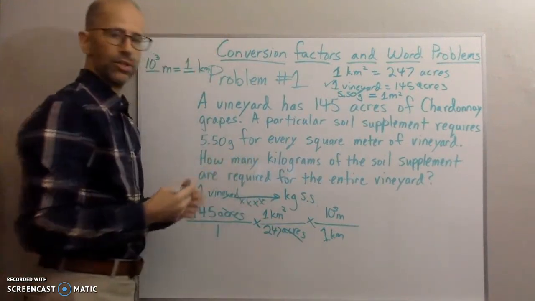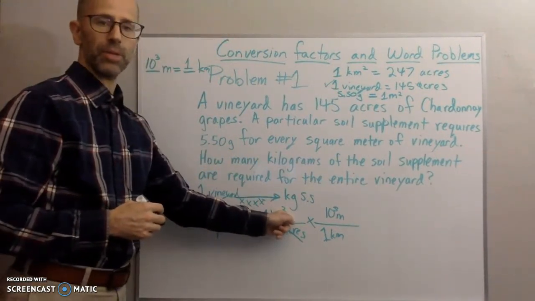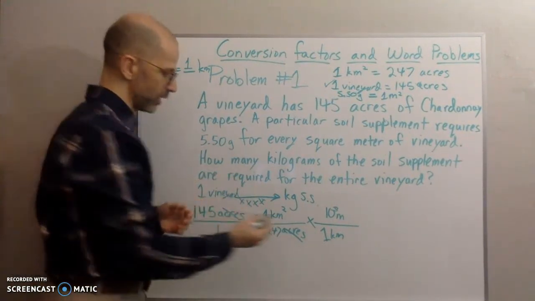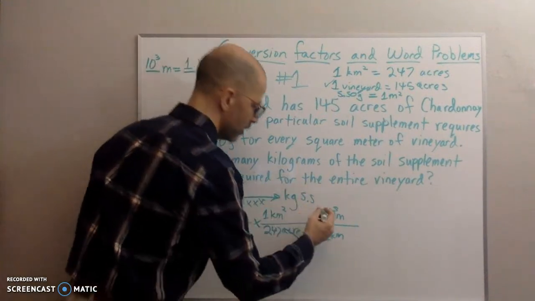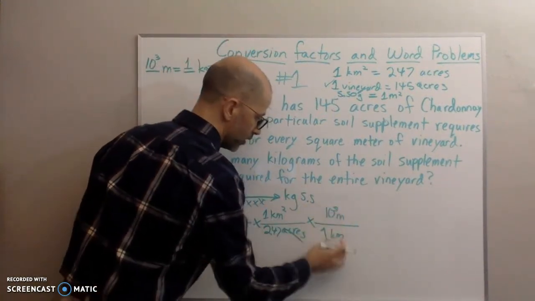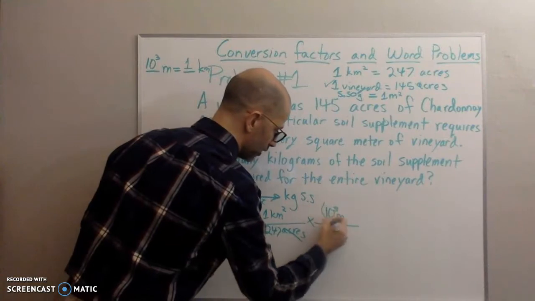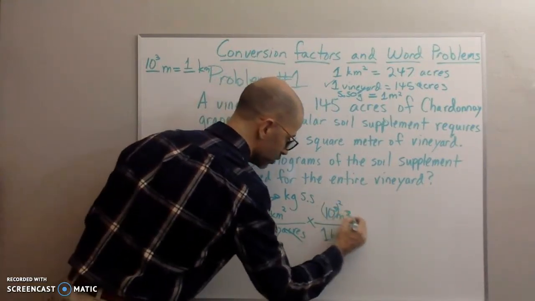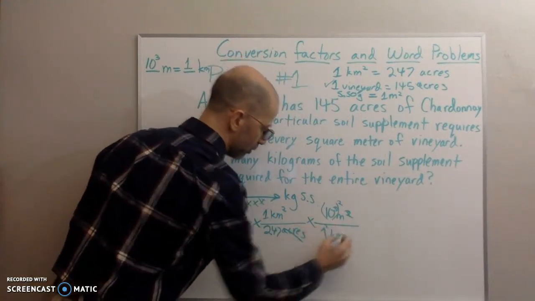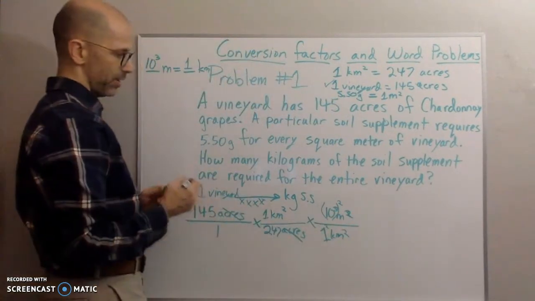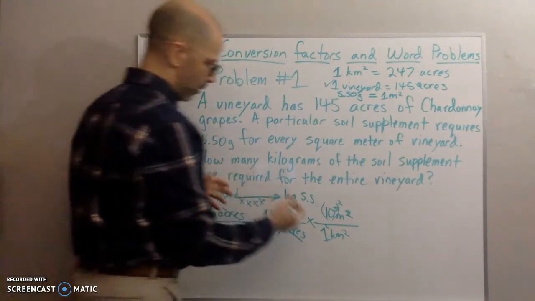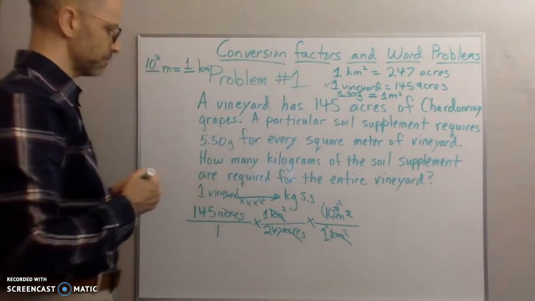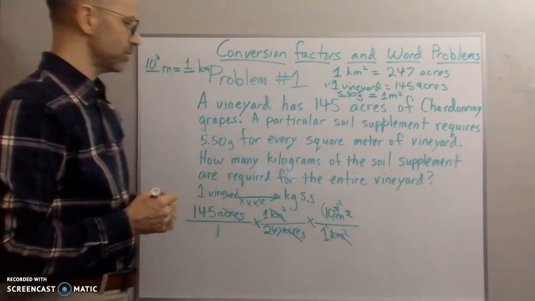Now, since I have square kilometers up here, I need to square the conversion factor. I need to get square kilometers down here. So if I square the top, I need to square the bottom. So 10 to the third becomes squared, meters become squared, 1 is squared, kilometers is squared. Now I have my square kilometers. Square kilometers can cancel out, and now I have my square meters.